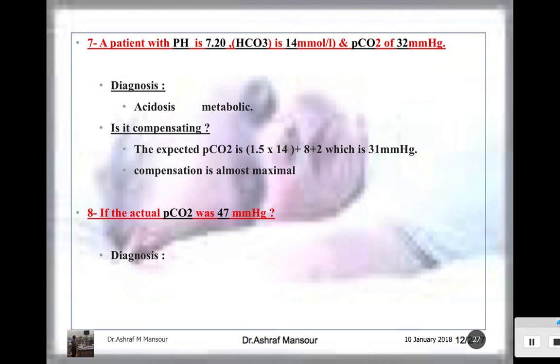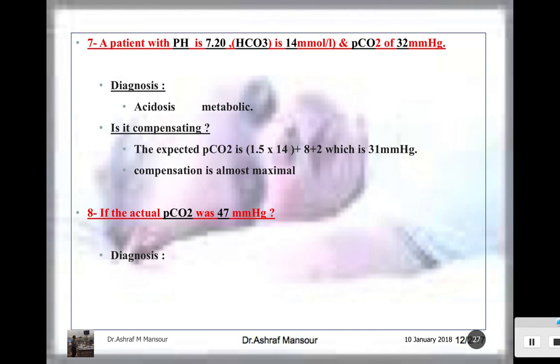The expected CO2 here is 1.5 multiplied by 14, which is the bicarb, plus 8, plus or minus 2, so the maximum will be 31, and the measured PCO2 is 32, so it is almost fully compensated, almost maximum compensation.